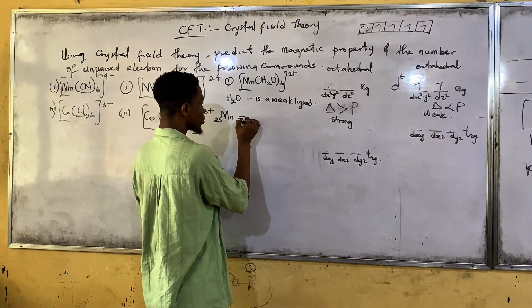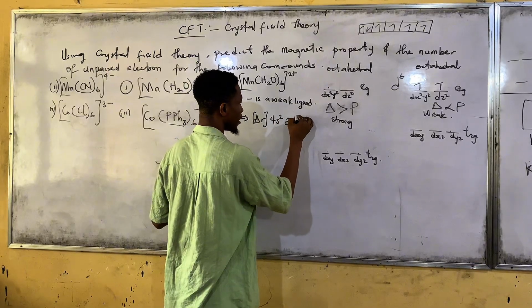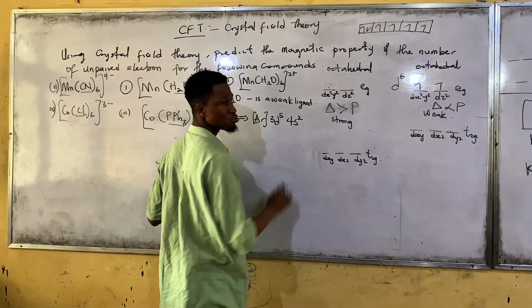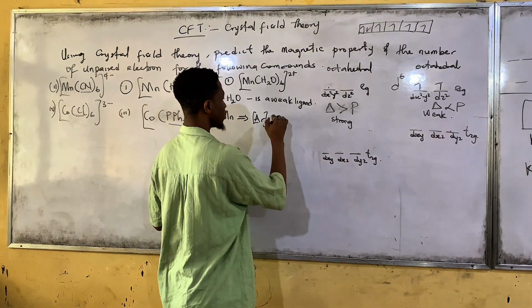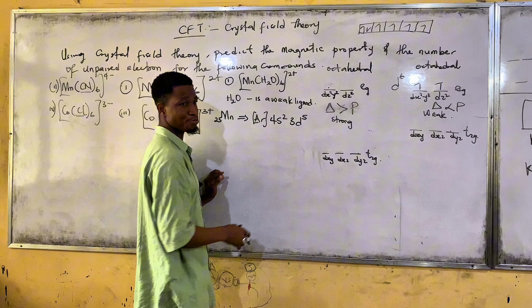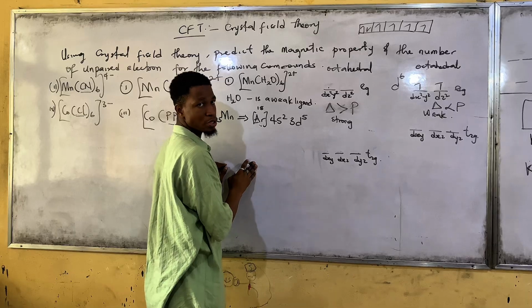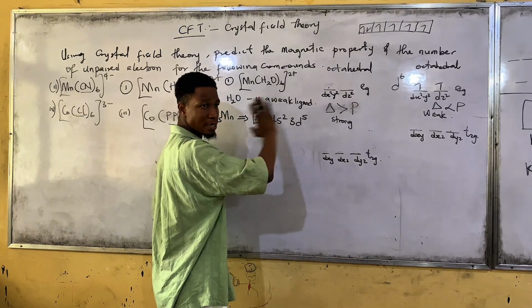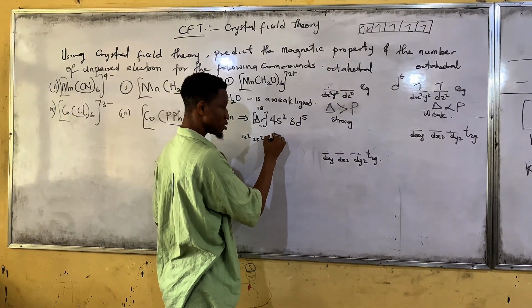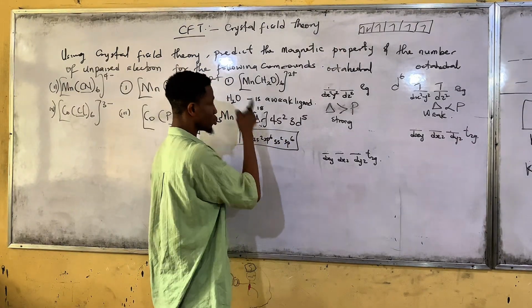So Mn25, the electronic configuration will be argon 4s2 3d5. You can also write it as 3d5 4s2. Anyone works, but I like 4s2 3d5. The reason why I'm putting argon here is because argon is 18 in the periodic table. It's an octet, with all its orbitals completely filled. So instead of writing 1s2, 2s2, 2p6, 3s2, 3p6, just write argon.